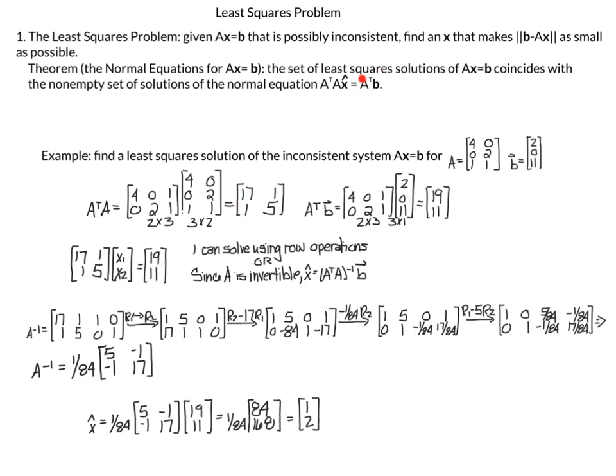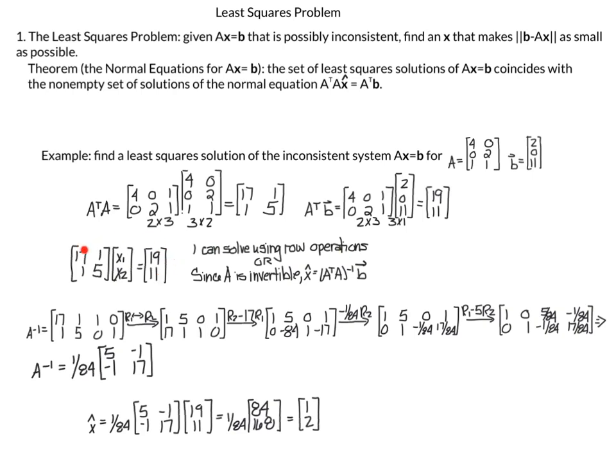And then next on this side, I calculate A transpose B. So I have A transpose B, and I get the column vector 19, 11. Similarly, when you do A transpose B, you're always going to get a column vector. So I've transformed my original equation, AX equals B, into this new AX equals B. So my A is 17, 1, 1, 5, I have my X, and my new B is 19, 11.